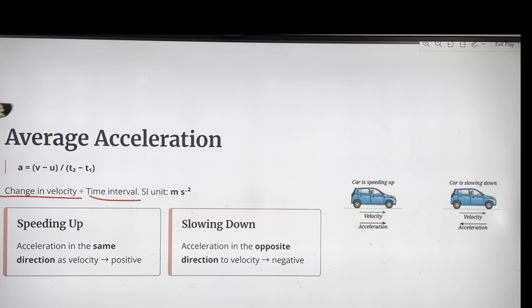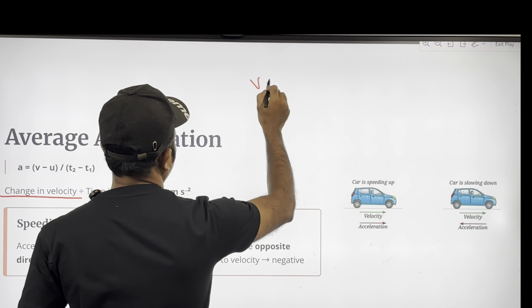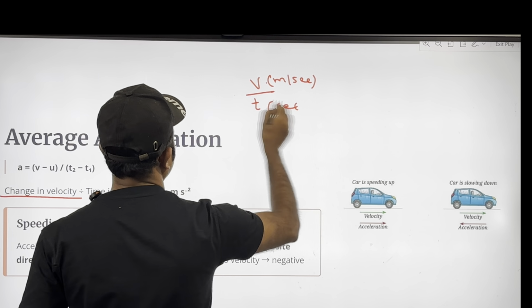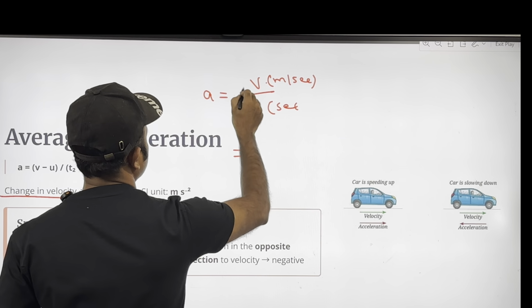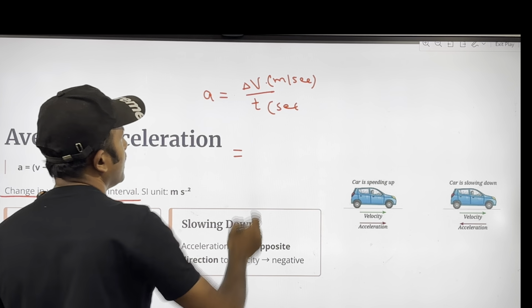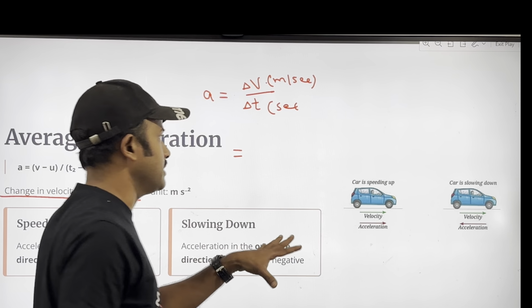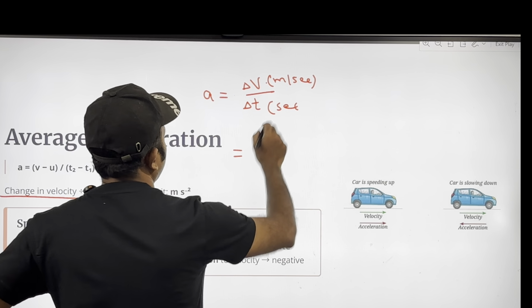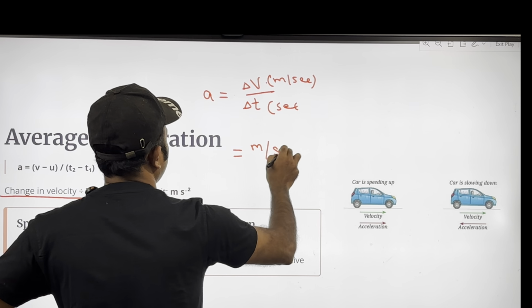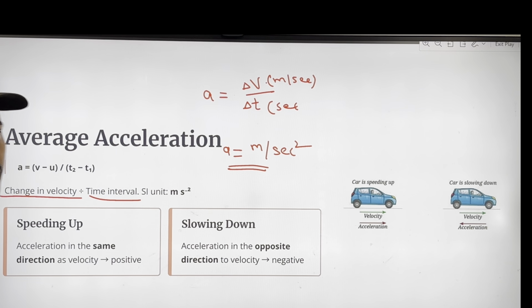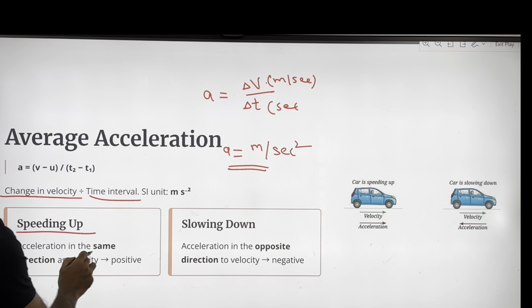The unit of velocity is meter per second, and time is in seconds. Change in velocity is indicated by delta v and change in time by delta t, meter per second by second. So it becomes meter per second square. This is the unit for acceleration. While your car speed is increasing, speeding up, acceleration is in the same direction.